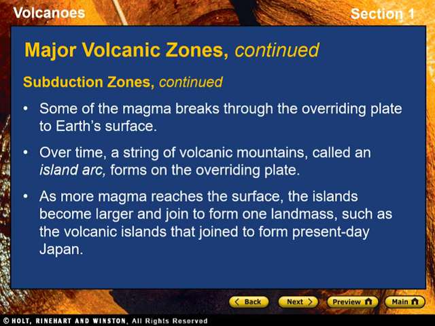If two plates that have oceanic lithosphere at their boundaries collide, one plate subducts and a deep trench forms. As in the case of continental lithosphere colliding with oceanic lithosphere, magma also forms as fluids are introduced into the mantle during oceanic plate collisions. Some of the magma breaks through the overriding plate to Earth's surface.